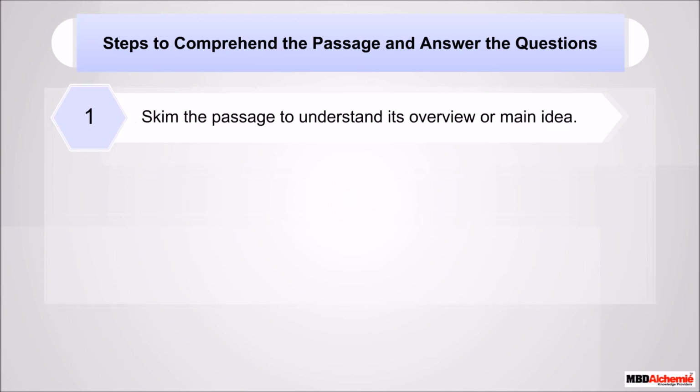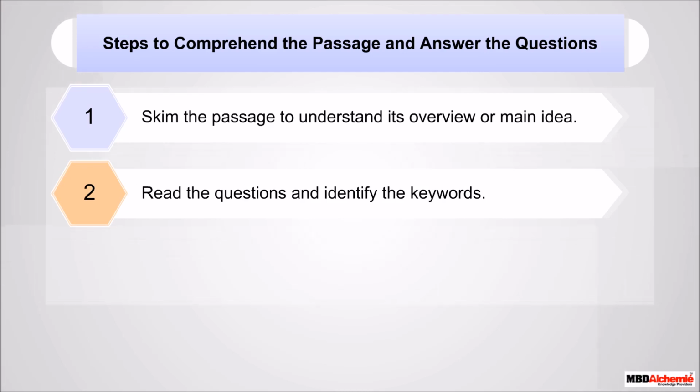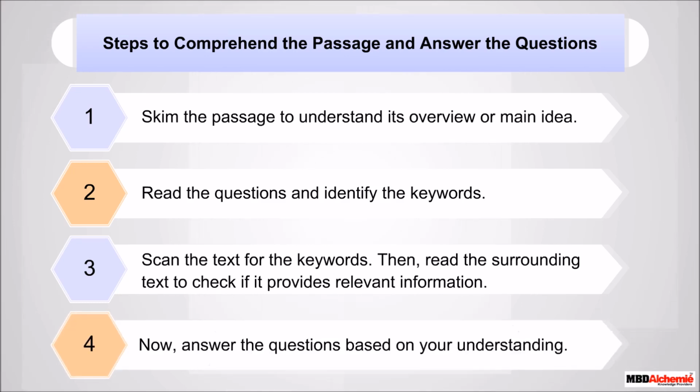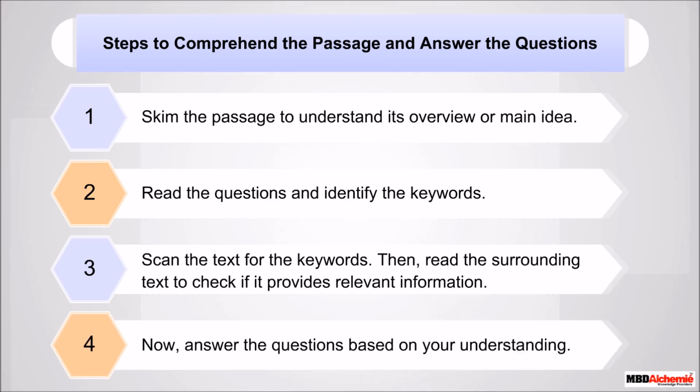1. Skim the passage to understand its overview or main idea. 2. Read the questions and identify the keywords. 3. Scan the text for the keywords. Then, read the surrounding text to check if it provides relevant information. 4. Now answer the questions based on your understanding.